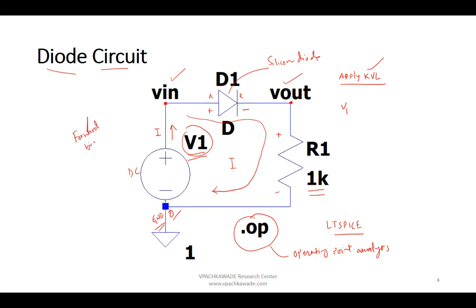So you see here, when it is forward biased, it acts as a closed switch. When it is reverse biased, it acts as an open switch. So this is the closed switch, and this is the open switch.